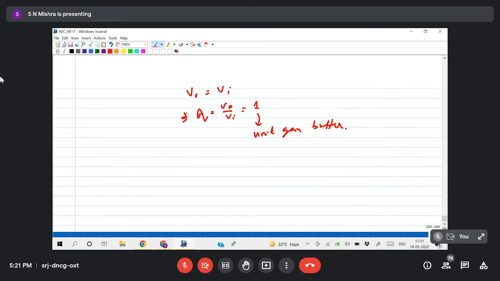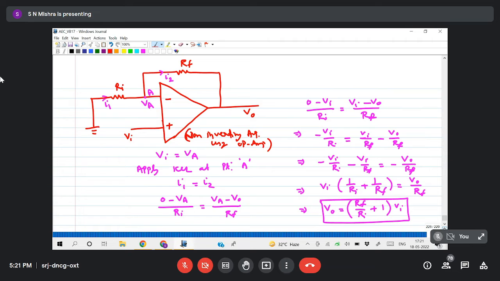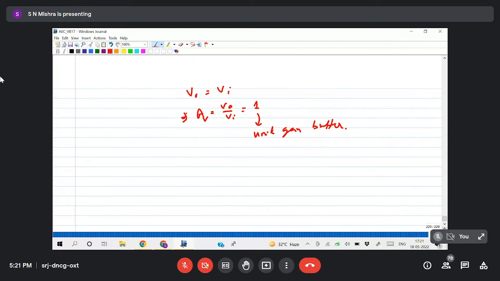So if you want to design this circuit, we'll use the previous concept. Here we have got V naught equals (Rf by Ri plus 1) into Vi, or 1 plus Rf by Ri. If I make this term 1, then I'll get V naught by Vi as 1, or V naught equals Vi. For that we have to make this 0. So if I take the feedback resistance as 0, then I'll get a unit gain buffer. So this is the circuit where you'll get unit gain.